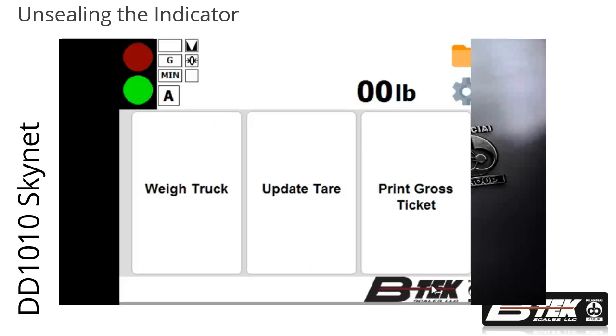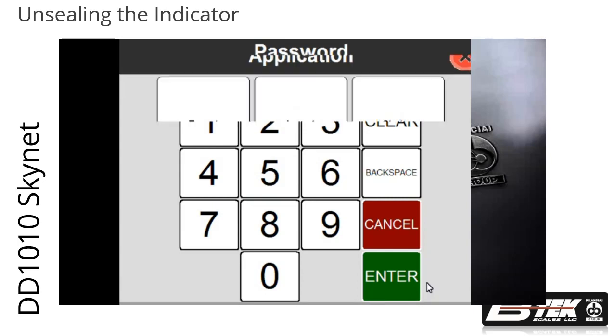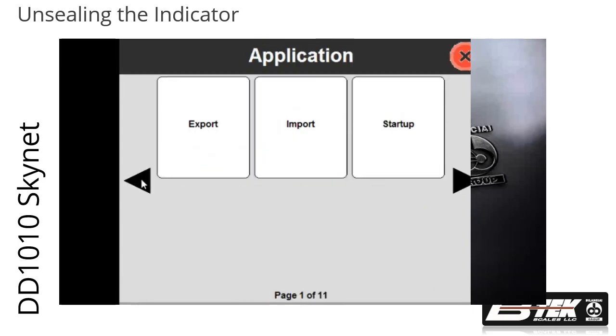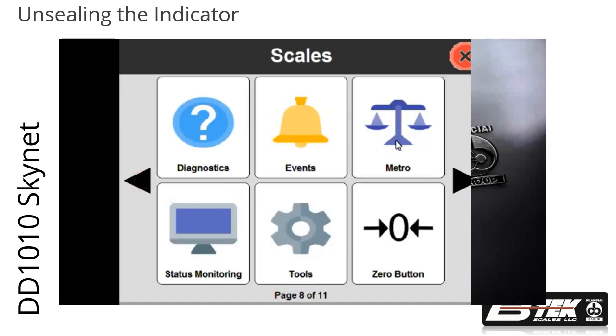Let's start by pressing and holding the B-TEK button until it turns red. When the password screen comes up, enter 2835 for the technician's password. We'll then go left to page 8 of 11, and then click Metro.